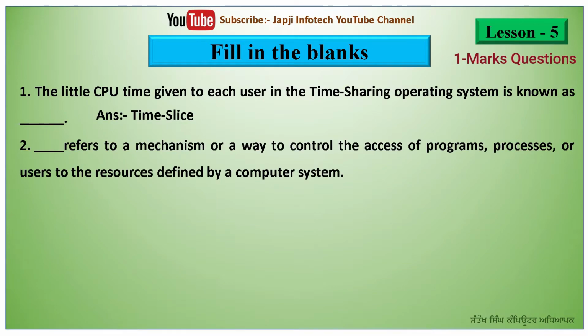And the second one is dash refers to a mechanism or a way to control the access of program, processes, or user to the resource defined by a computer system. And the right answer is protection refers to a mechanism or a way to control the access of program, processes, or user to the resource defined by a computer system.